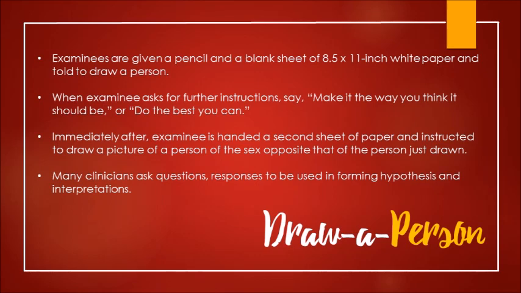So there's no explicit set of instructions that would elaborate on how the test taker would have to draw the person. It's really up to them. Immediately after, the examinees are handed a second sheet of paper and instructed to draw a picture of a person of the sex opposite that of the person just drawn. Many clinicians ask questions, and these responses are used in forming hypotheses and interpretations. It's not just the actual figures themselves that are interpreted, as well as the variables related to the figure, such as the length, clarity, or form of the body parts. At the same time, their responses to questions such as who this person might be and what this person might be doing would also be interpreted.